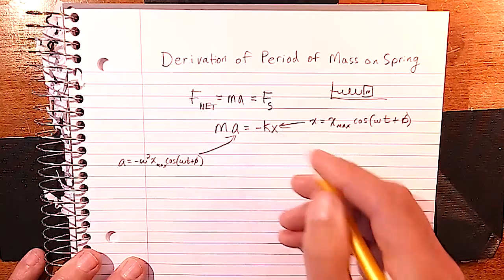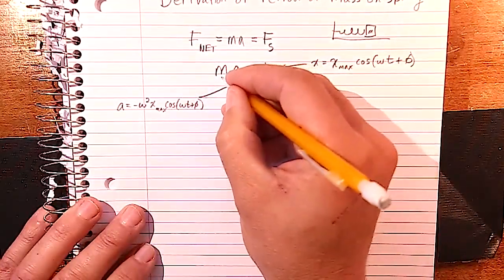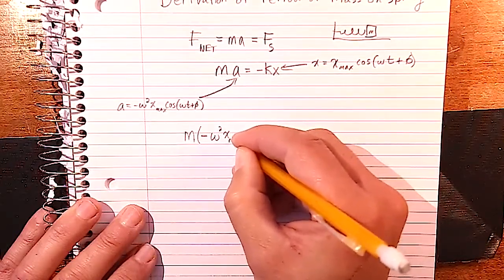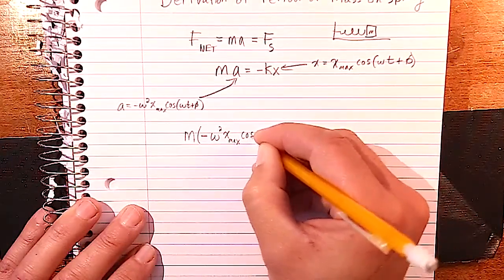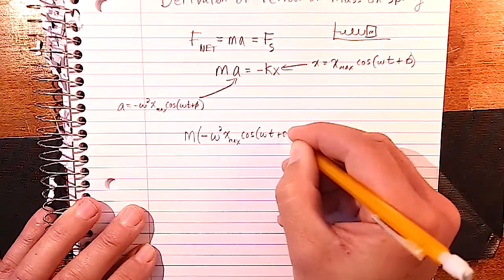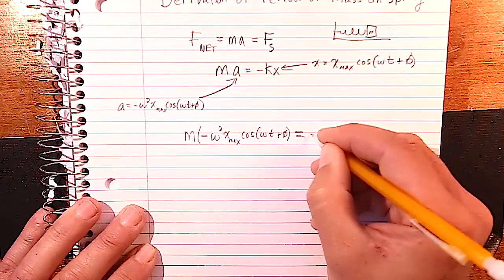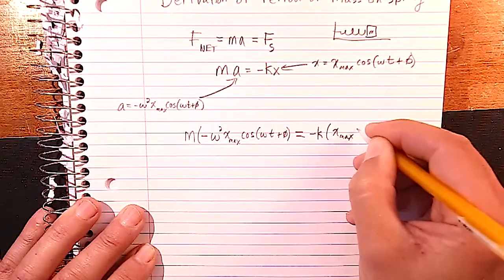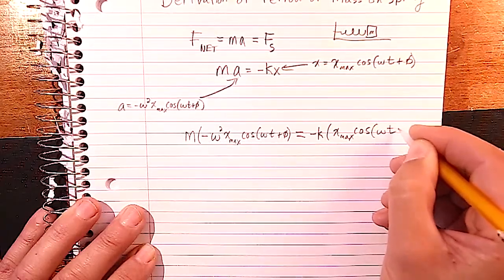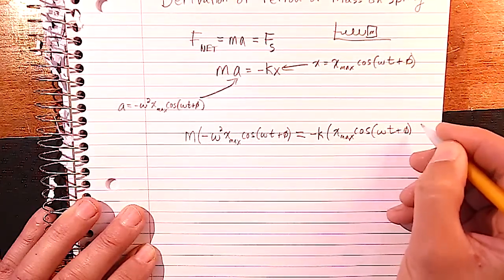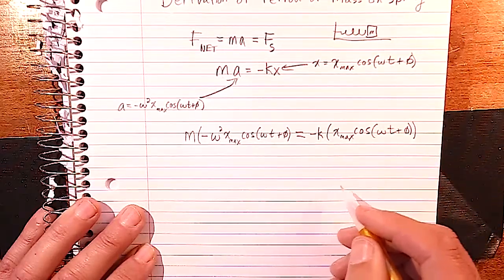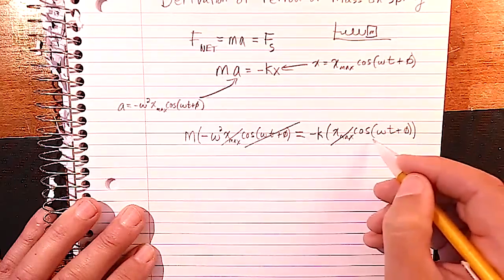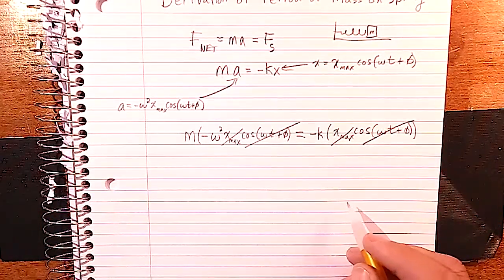So if we sub these in, what do we get? Well, we get m times negative omega squared x max times cosine omega t plus phi is equal to minus k, and then our formula for position, which is x max cosine omega t plus phi. And a whole bunch of stuff drops out. So we get rid of the x max, and we get rid of the cosine omega t plus phi's. So what does that leave us with?